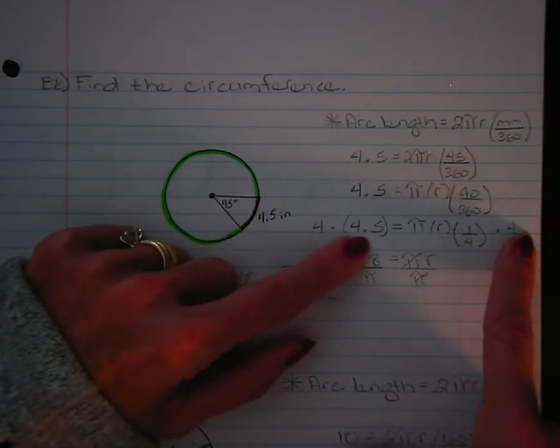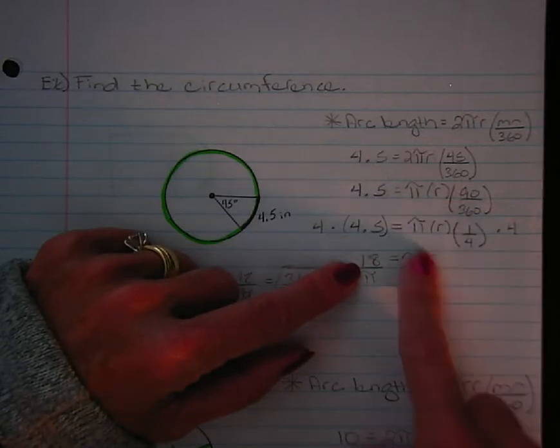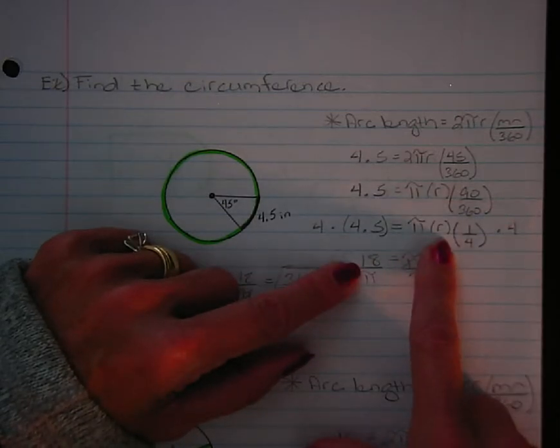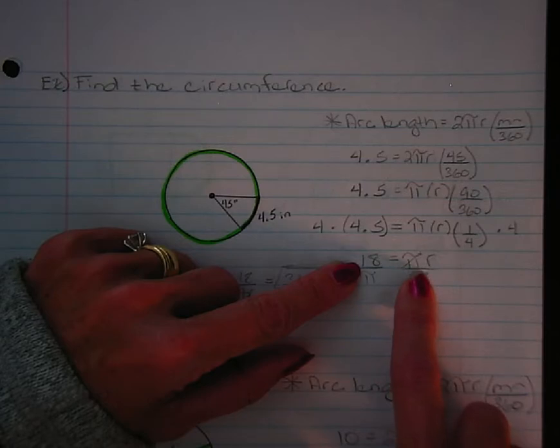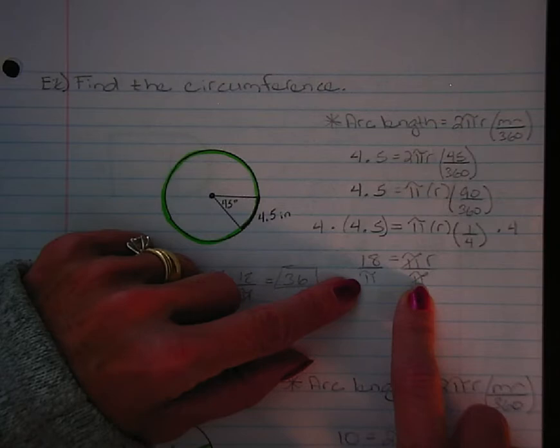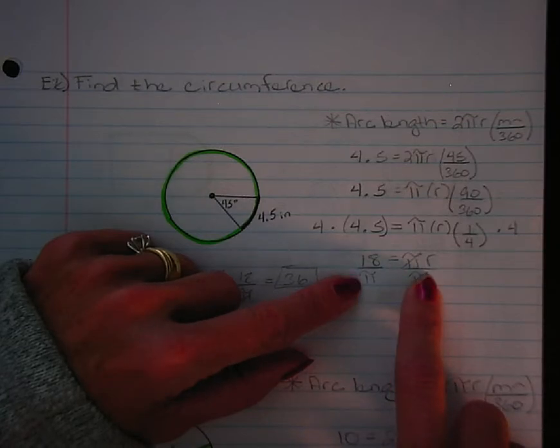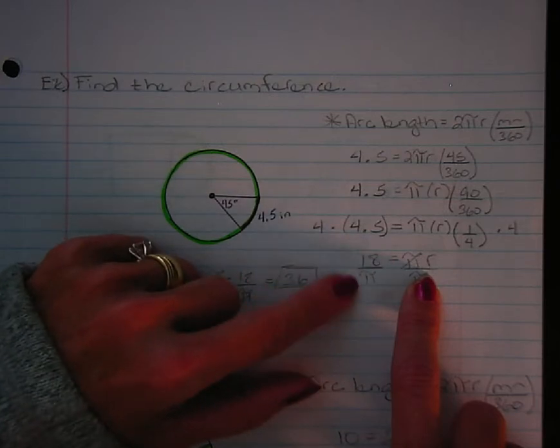4 times this 4.5 is 18. That leaves me with pi times r. Okay, so I have 18 equals pi times r. And I want to get rid of the pi, so I'm going to divide both sides by pi. So my radius equals 18 divided by pi. I'm going to leave it just like that for just a minute, okay?